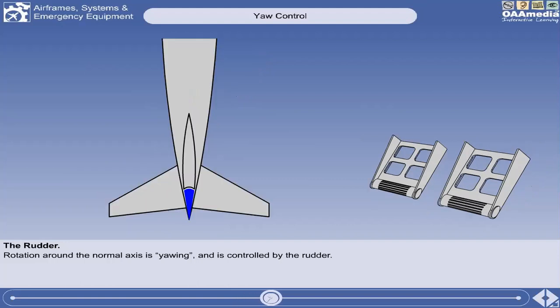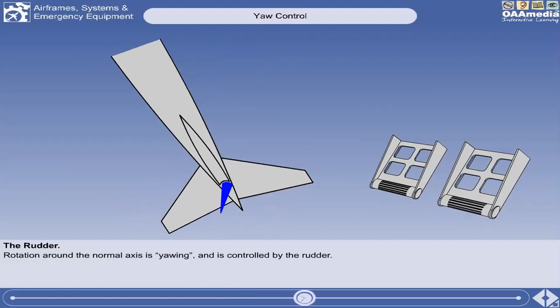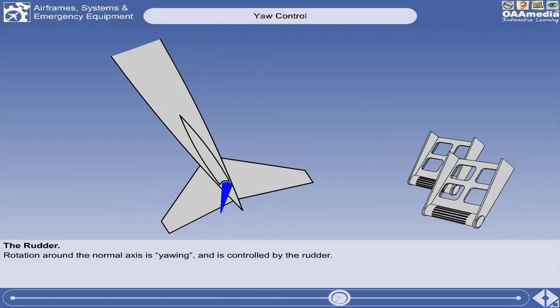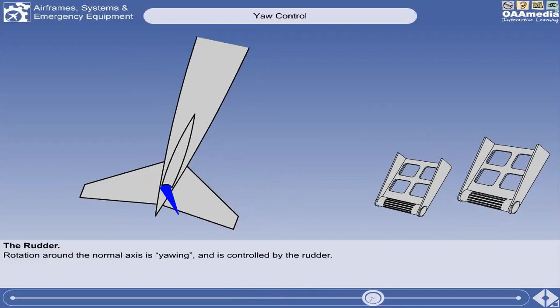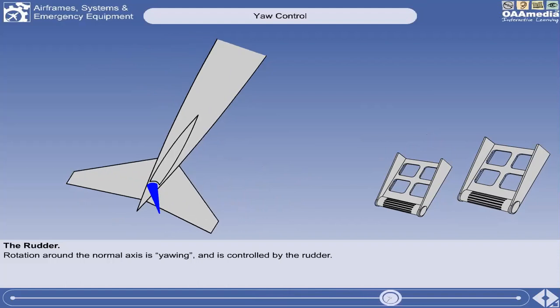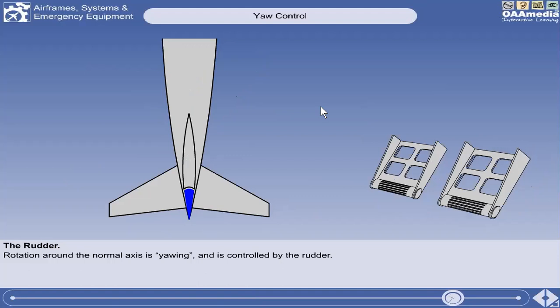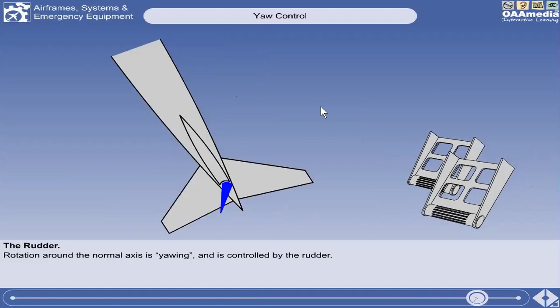The rudder is a flap-type control and is controlled from the cockpit by the pilot's feet moving the rudder pedals. Pushing forward on the right rudder pedal moves the rudder to the right, generating an aerodynamic force, causing the nose of the aircraft to yaw to the right. Putting on the left pedal causes the opposite to happen, and the nose of the aircraft will yaw to the left.